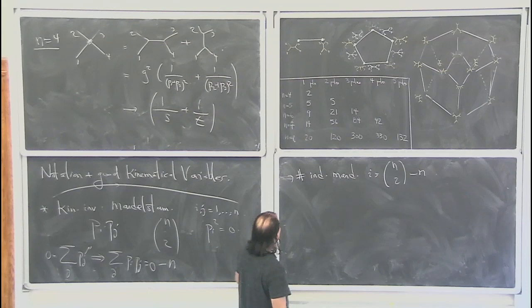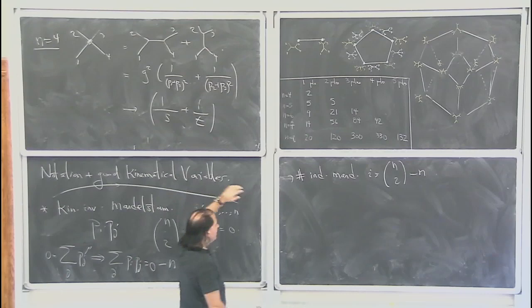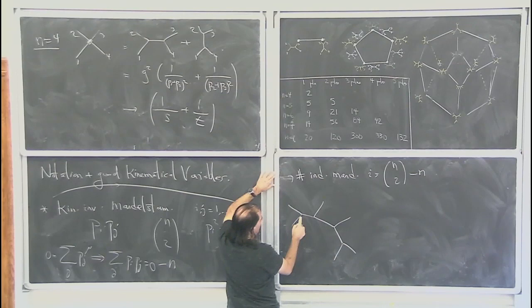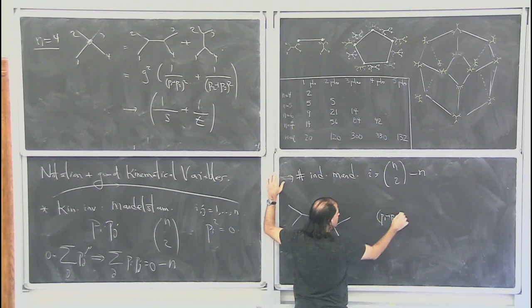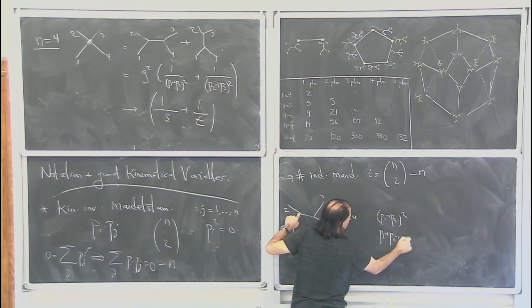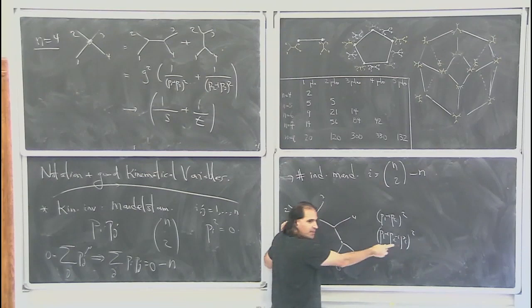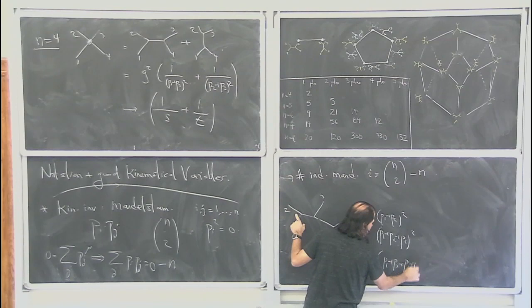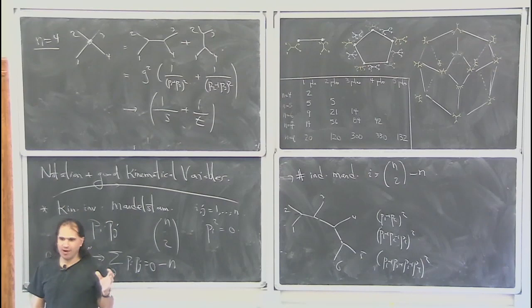Let's go back and see what the amplitudes depended on. In these planar amplitudes, if I draw a picture like this, what kind of propagators do I see? I see a propagator that looks like (P1 plus P2) squared from here. Here I get something like (P1 plus P2 plus P3) squared. Here, P1 plus P2 plus P3 plus P4. You see, it's just sums of consecutive P's. So when you have planar diagrams, only the consecutive momenta show up in propagators.